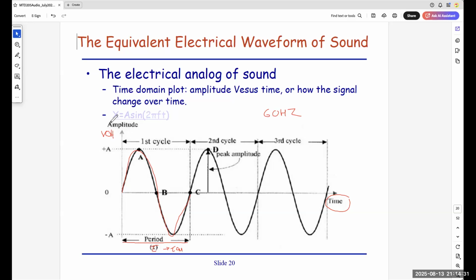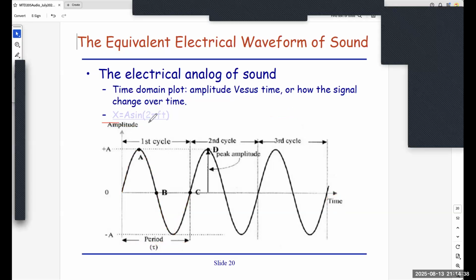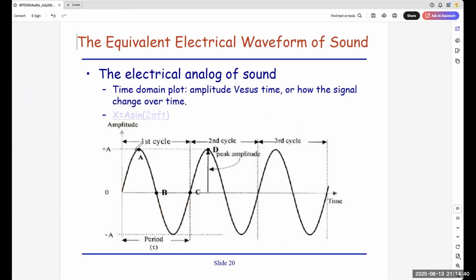Of course, the mathematical formula is this one here, but I will not talk about that. This is the mathematical formula that represents this sine wave. So I have a signal. This is a signal called x.